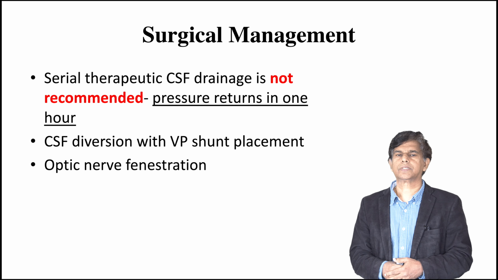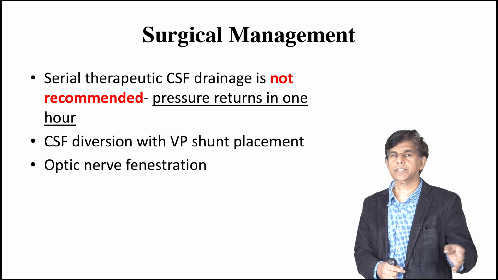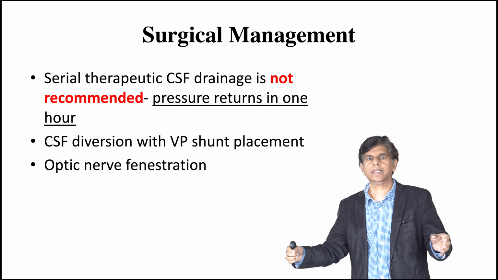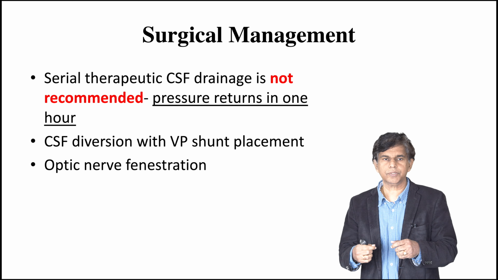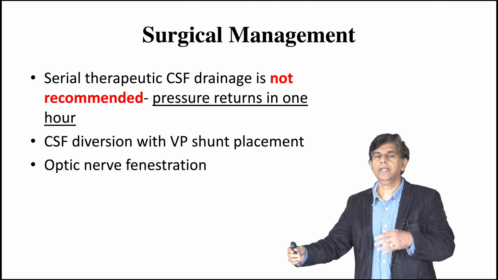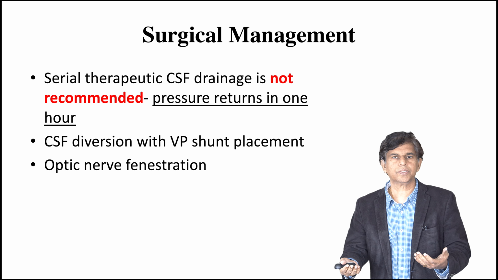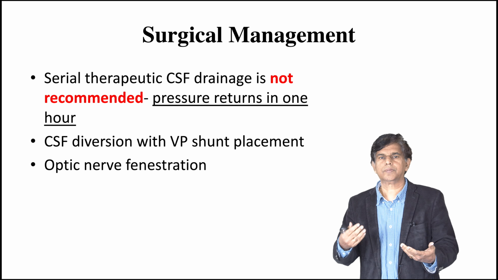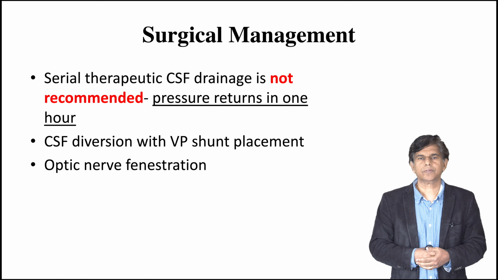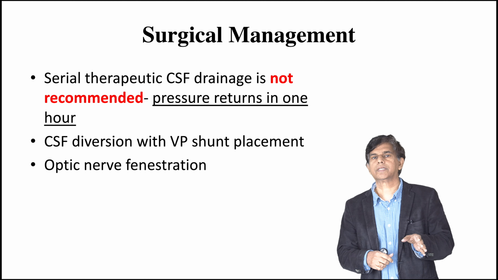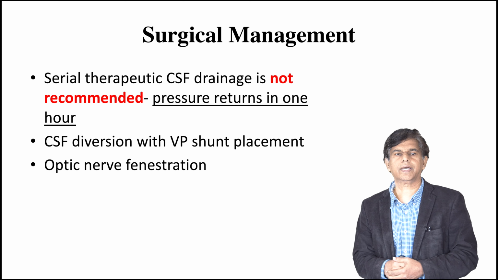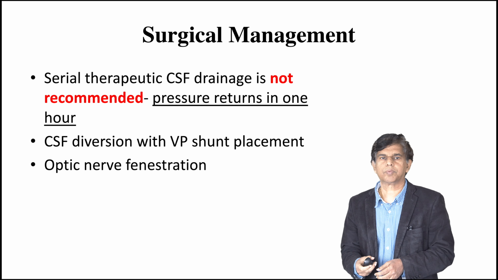Don't pick an answer like CSF drainage. In the olden days they used to do CSF drainage, but what they found out is that if you take the fluid off, it was building back up in 4 to 24 hours. So it was not working. So don't pick an answer for that. Only two options here. One is optic nerve fenestration. The other one is CSF diversion with VP shunt placement.